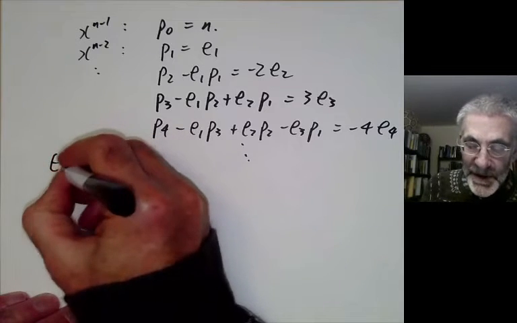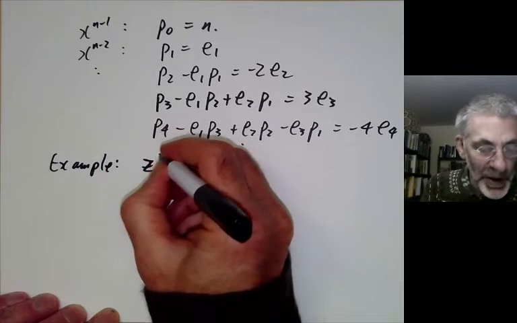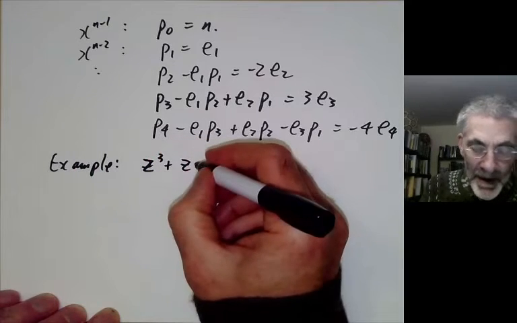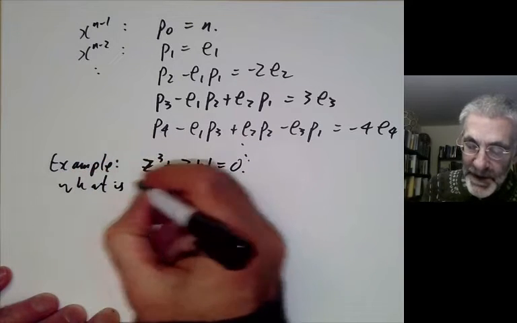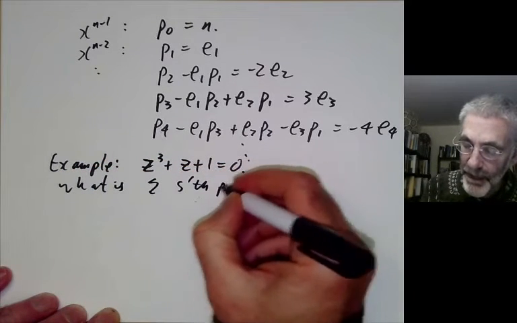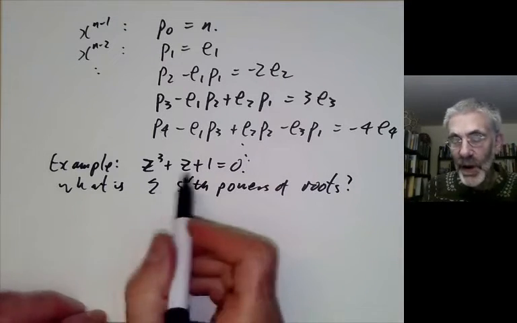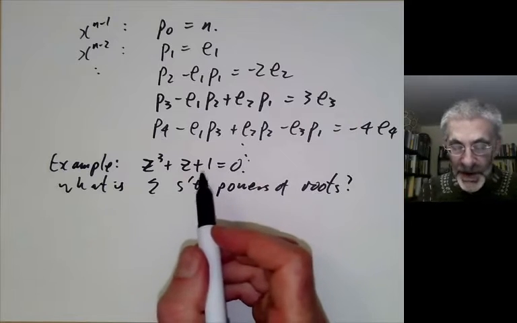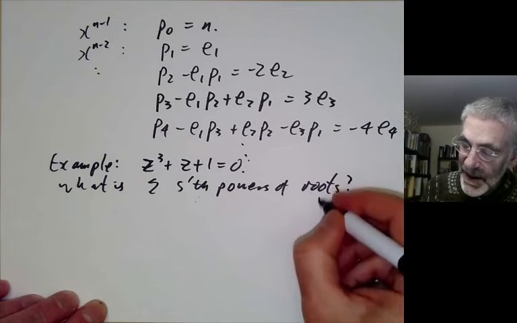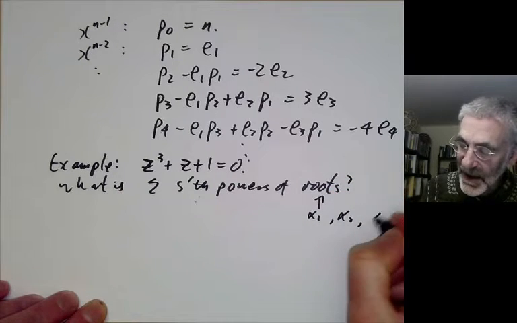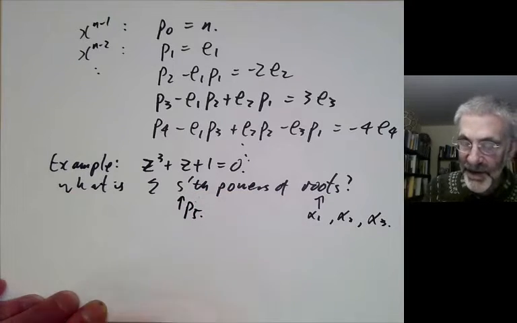So let's just do an example. Let's take the polynomial z cubed plus z plus 1 equals 0, and we want to know what is the sum of the fifth powers of the roots. I have no idea why you would want to know this, but if you do want to know it for some reason, here's an easy way to work it out. Well, we're just going to let the roots be alpha 1, alpha 2, alpha 3, and we want to work out the sum of the fifth powers, which is just p5.